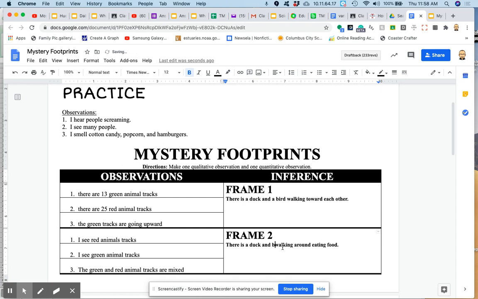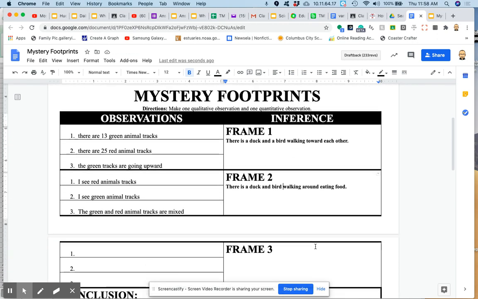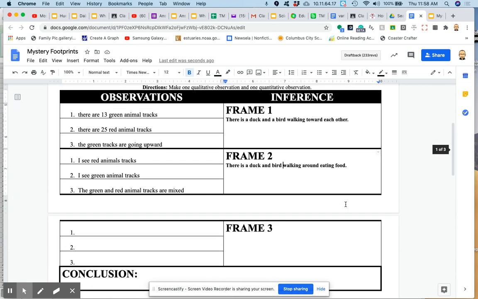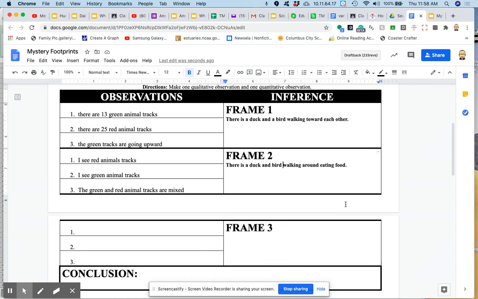Here's why I changed that. Does it make sense if a duck and a frog are walking around eating the same food? Probably not. Okay, so it does make sense. Inference does make sense. It would be a duck and a bird. Okay, sorry for changing that. So hopefully I'm not confusing you. So there I go. 3 observations, inference.